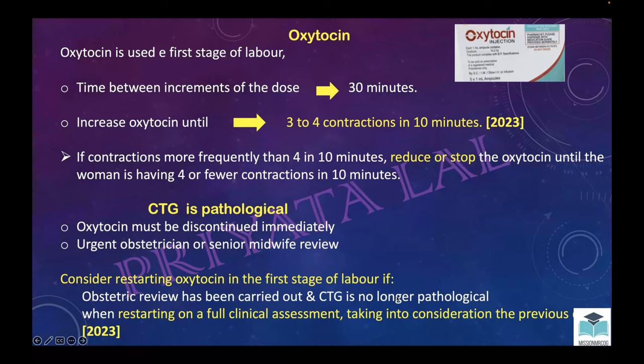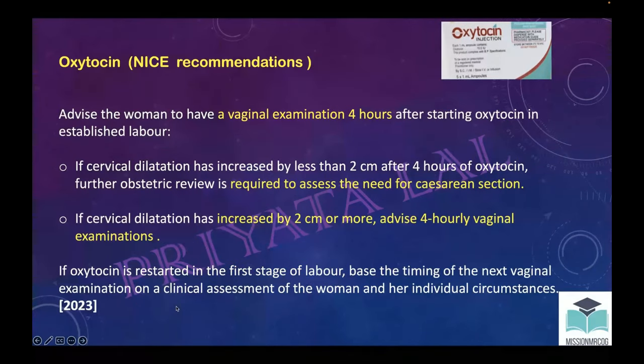Now this is the change that I have already spoken about. And if the oxytocin has been offered, then PV has to be done after 4 hours. This part is the same as the previous guideline: you do PV after 4 hours. In the 4 hours, if the progress is less than 2 cm, that means the possibility of cesarean section. If cervical dilatation after 4 hours is more than 2 cm, then continue with labor progress, and we do PV 4 hourly in the first stage. This part has not been changed in the guideline. So that's all about the first stage of labor.